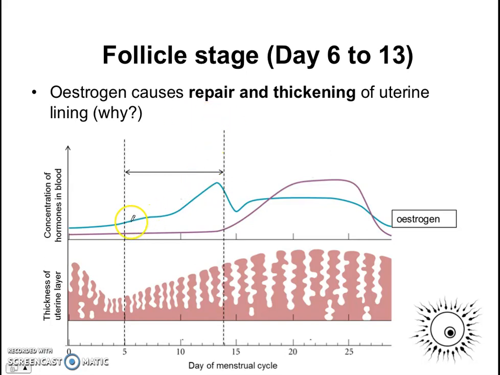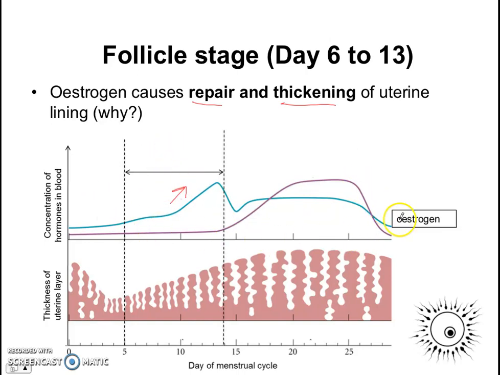Okay, so what happens during the follicle stage in the uterus? Right, so as you can see here, during the follicle stage, the level of estrogen in the blood rises. Now, why does estrogen rise? Because estrogen is being produced by the follicles in the ovary, as we saw in the last slide. Now, estrogen has an effect on the uterus. It causes the uterine lining to be repaired and to be thickened. And why is that? Because, of course, the female is getting ready or preparing for the possibility of pregnancy.